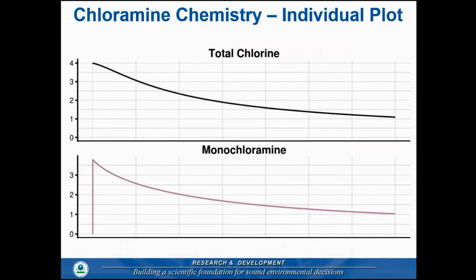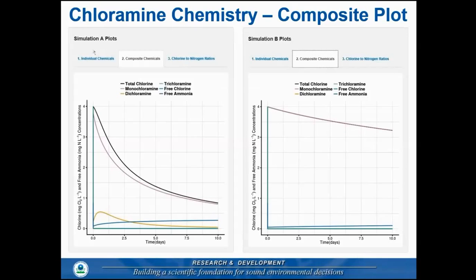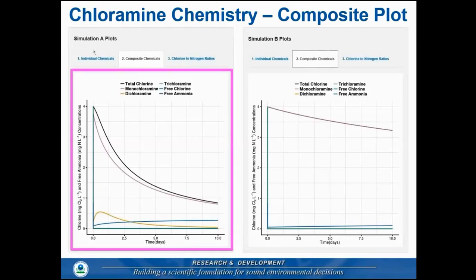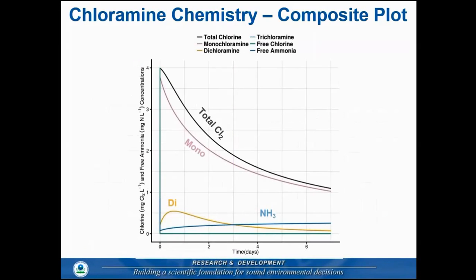So just an example of the individual chemical plots here. I'm showing total chlorine and monochloramine versus time. Then the composite plot is just what it says. So I'm blowing up this plot here, and it just shows you all the chemicals at once over time. So it shows you the formation and decay of chloramines. And here I believe we're talking pH 7, about a 4.75 to 1 chlorine to nitrogen ratio.